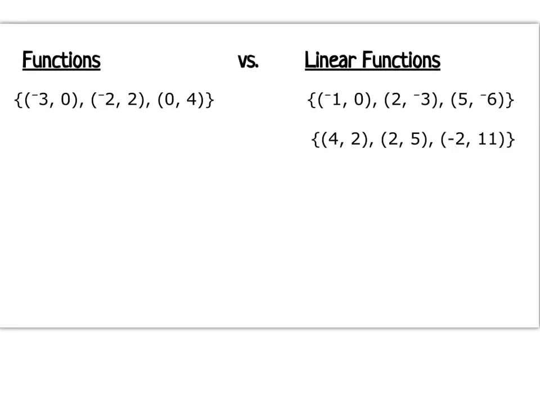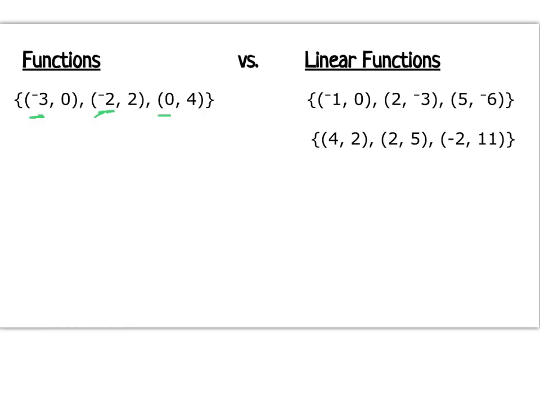All right, so now looking at ordered pairs to determine function versus a linear function. We know in order for it to be a function, again, the x value can only have one y value. So when I look at this set, I have -3, -2, and 0. None of the x's repeat. This is a function.